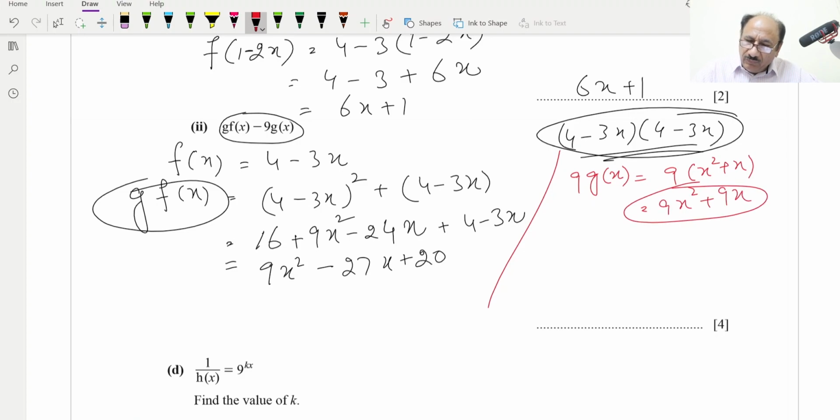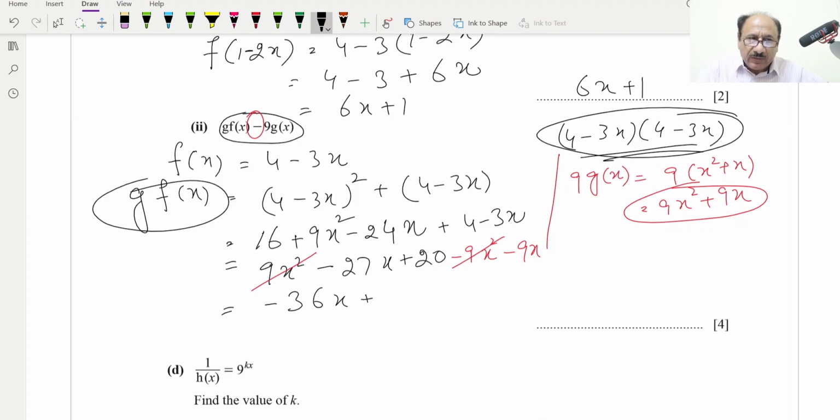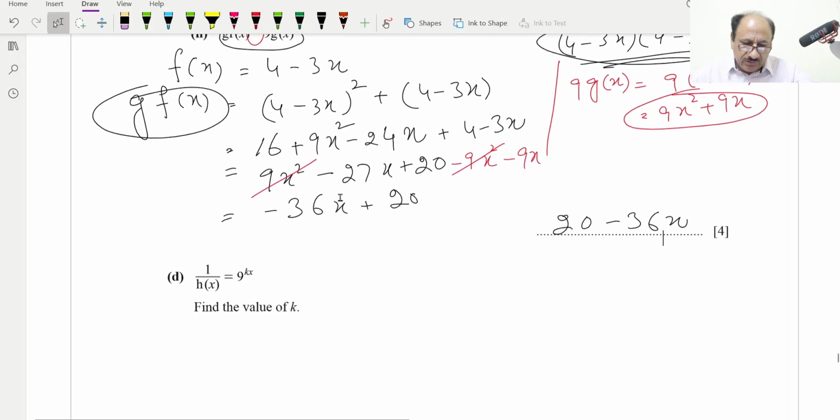Now this value we will add in this one. So we'll add here 9x square. Basically we will have to subtract because they are saying minus. So minus 9x square minus 9x, and this square will cancel with this, and the rest we can simplify. Minus 27 minus 9 will be minus 36x plus 20. So we can rewrite it as 20 minus 36x. This will be our final answer for this question.